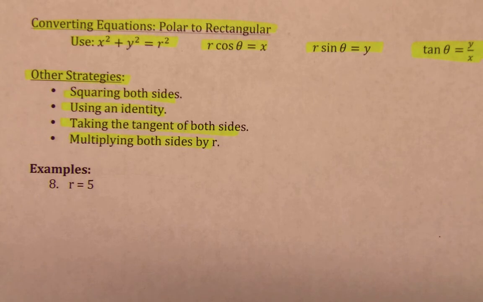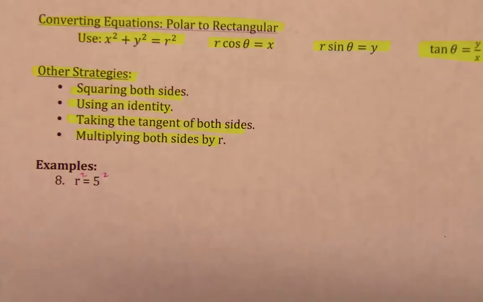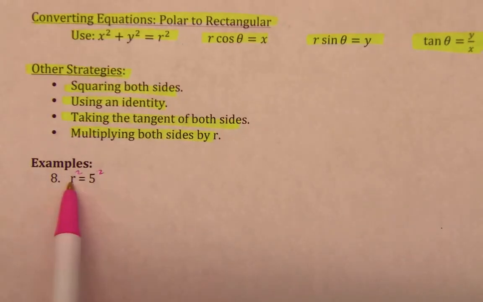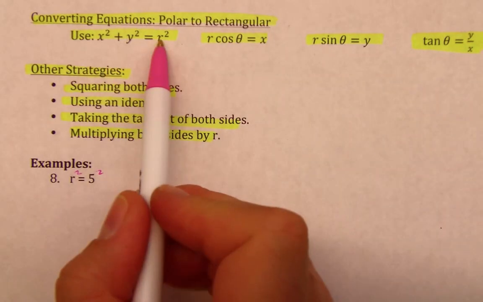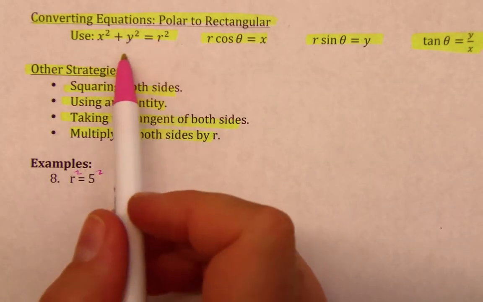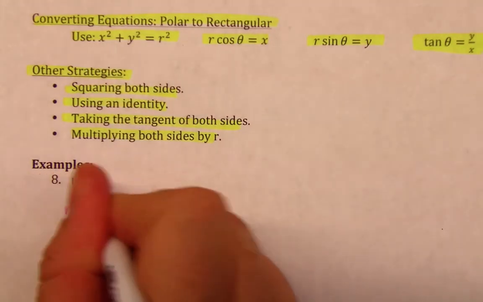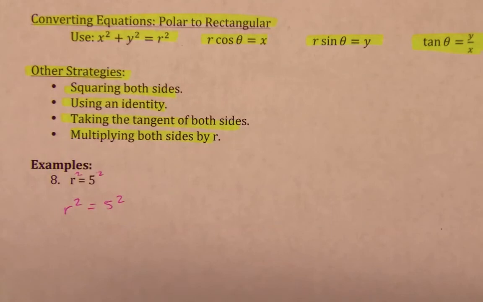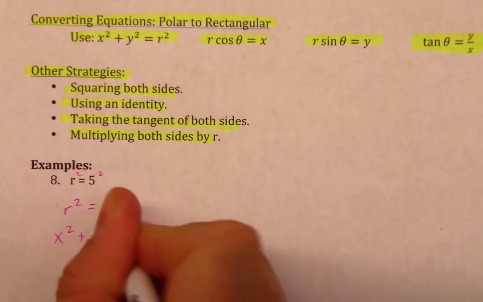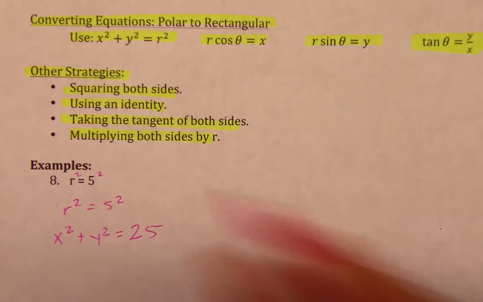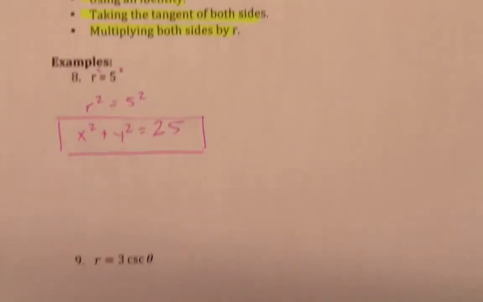So the first example, we're going to square both sides. And the reason why I want to do that is because I have an r here, and I know that r squared is equal to x squared plus y squared. So I want to use that. So I have r squared equals 5 squared. And r squared I can replace with x squared plus y squared, and 5 squared is 25. And now it's a rectangular equation. That one was pretty easy.